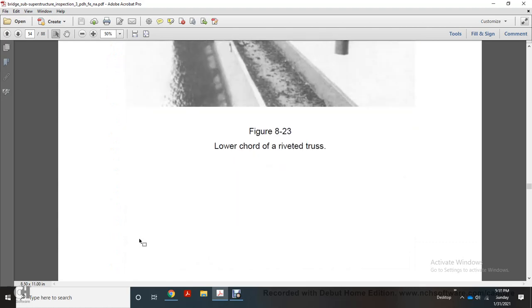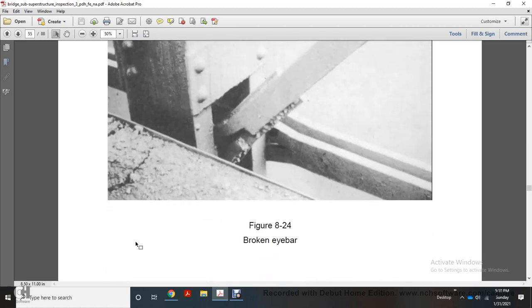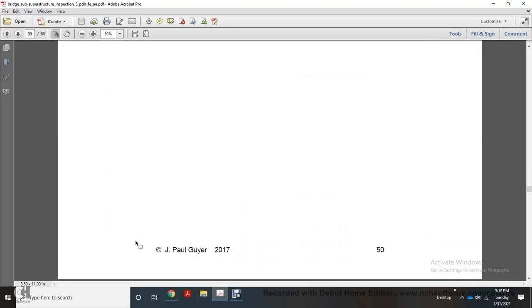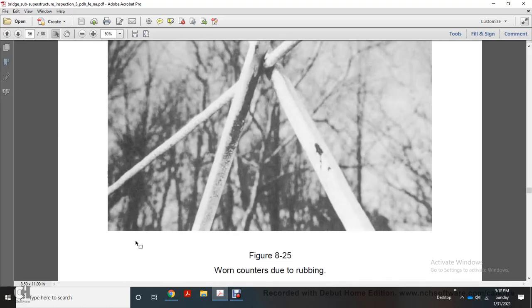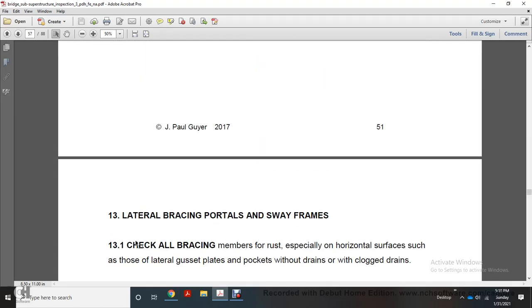And then it shows the long chord of a riveted truss, a broken eye bar, and worn corners due to rubbing.